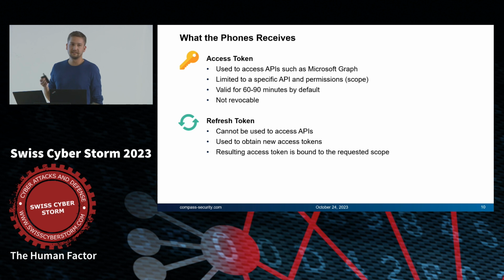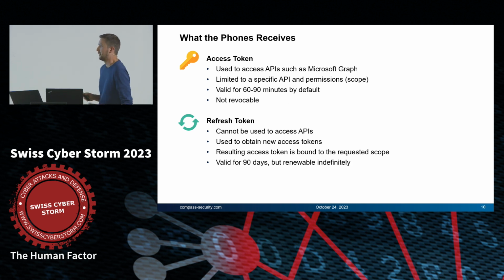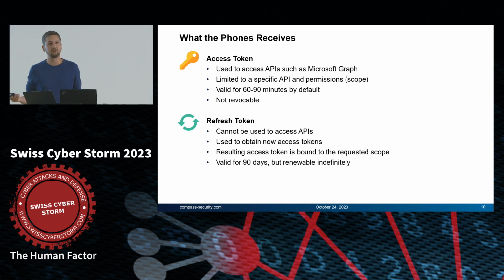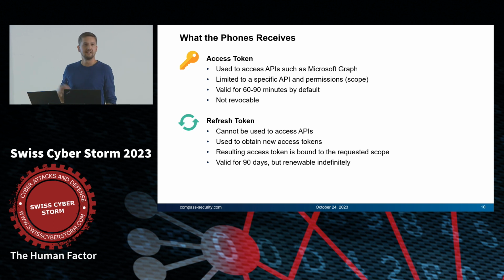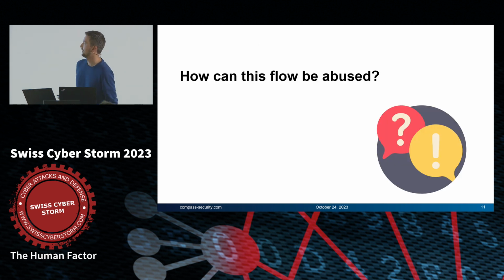And the resulting access token is, of course, bound to the same scope or to the same API as the refresh token is. A refresh token is valid for 90 days. But technically, you can just ask for a new refresh token, and it will be valid for 90 days again. And so you can indefinitely renew a refresh token. And on the other hand, as opposed to an access token, you can revoke a refresh token.